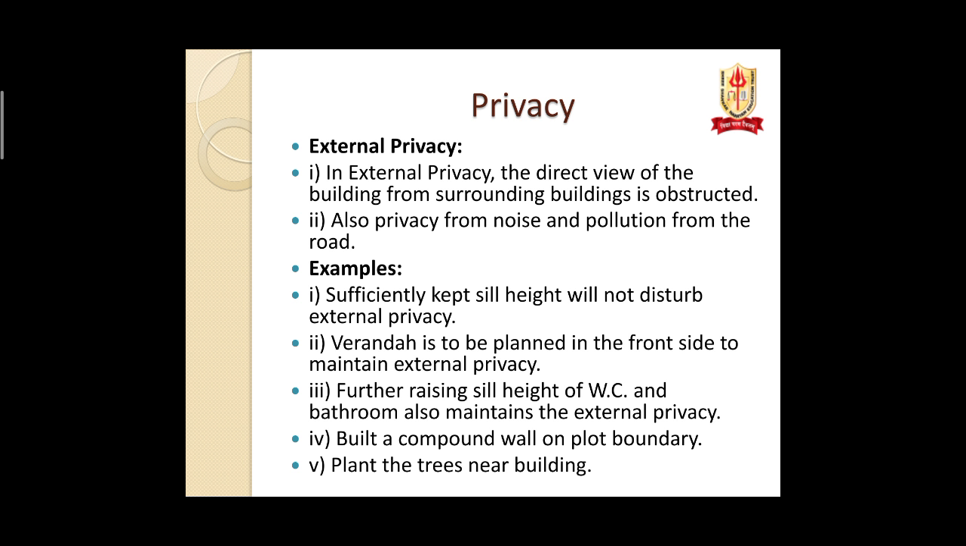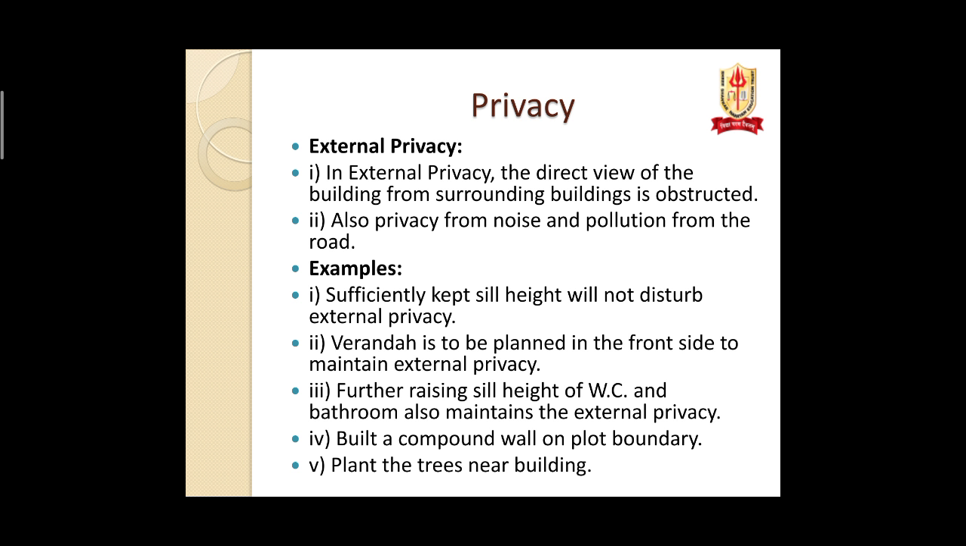For example, a sufficient sill height will not disturb the external privacy. A veranda is to be planned on the front side to maintain external privacy. Obviously, sometimes we also require privacy in the living room, so we keep a veranda outside so that the outsiders can sit in the veranda and then come in. Then further raising the sill height of the WC and bathroom also maintains external privacy. You can see the bathroom and WC windows are at a large height. Why? Because to maintain privacy.